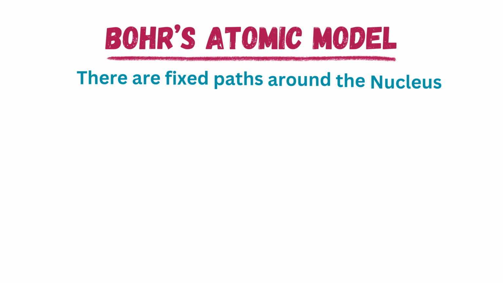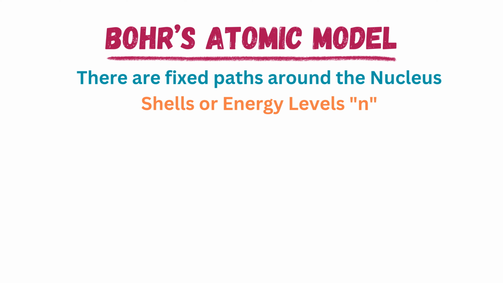What are shells, subshells, and orbitals? According to Bohr's atomic model, there are fixed paths around the nucleus where electrons revolve. He called these paths shells or energy levels. Shells or energy levels are represented by n.